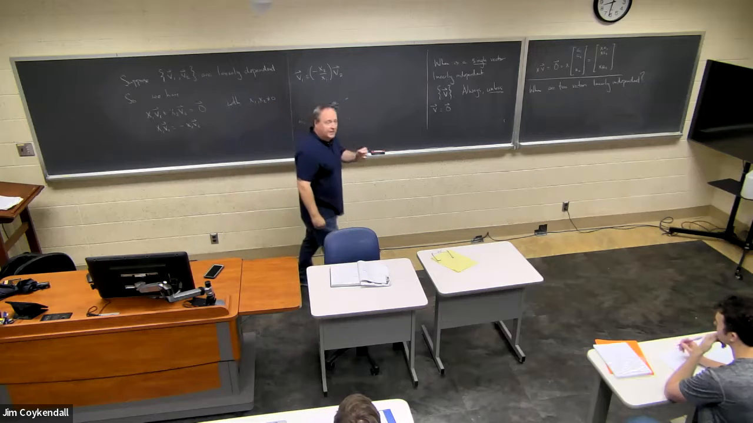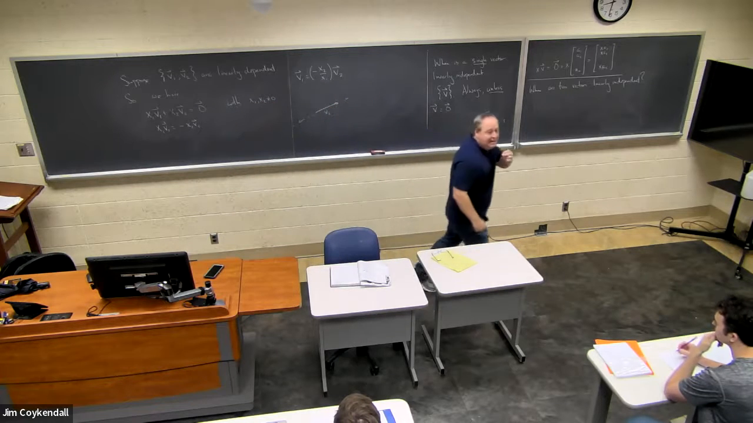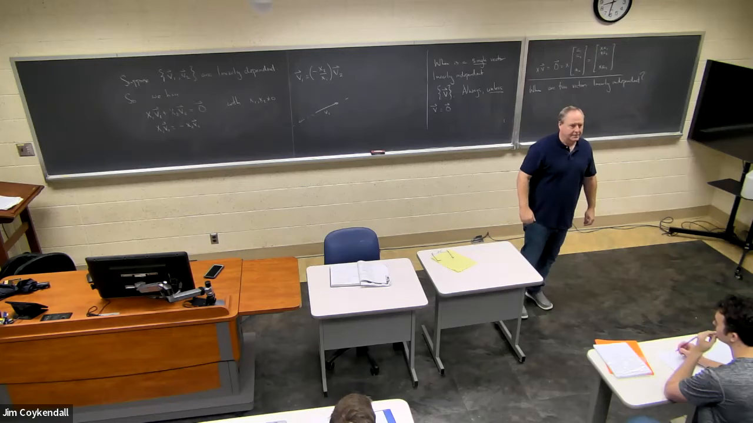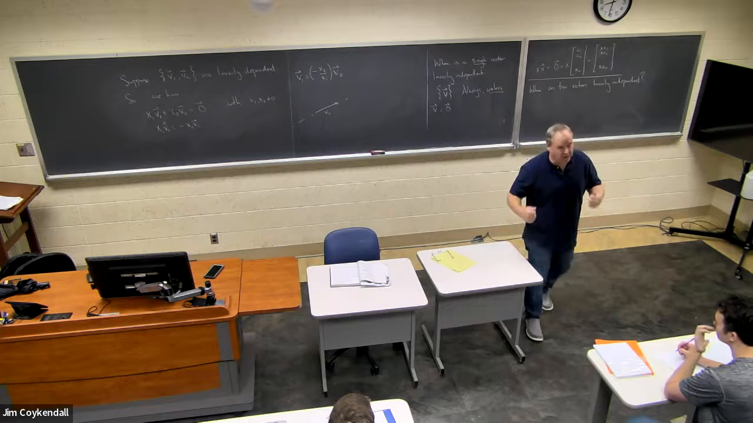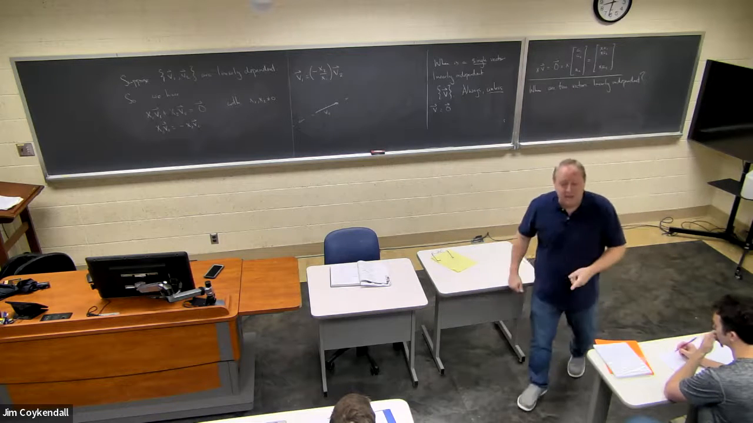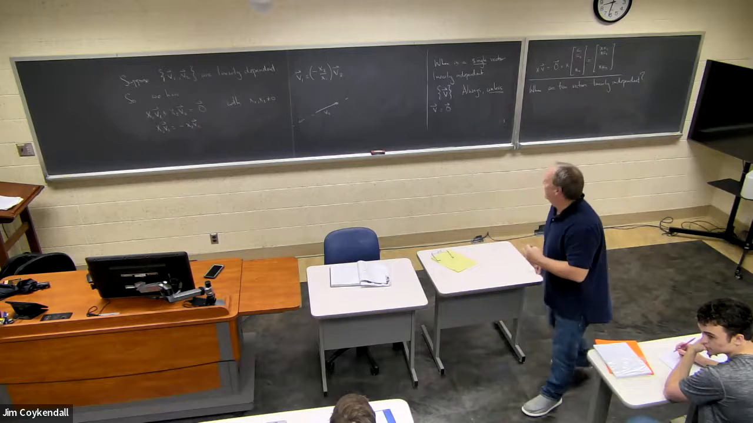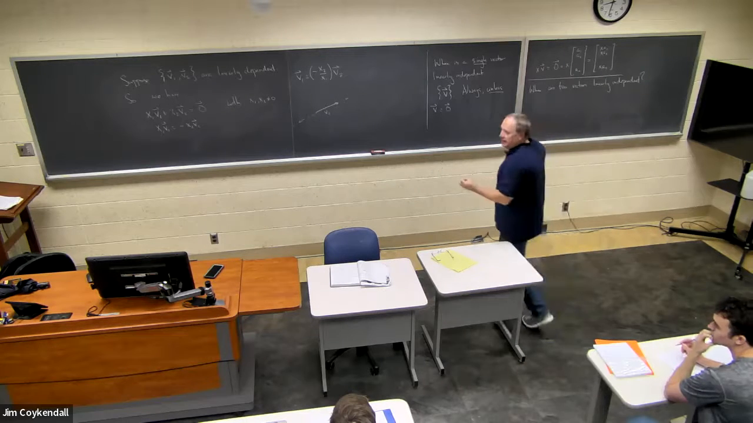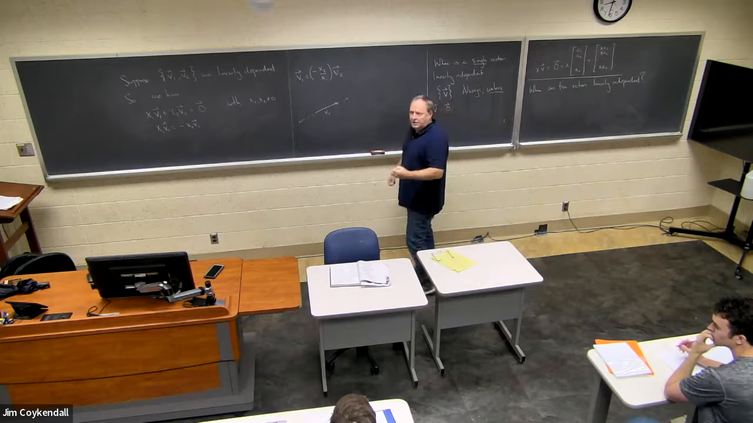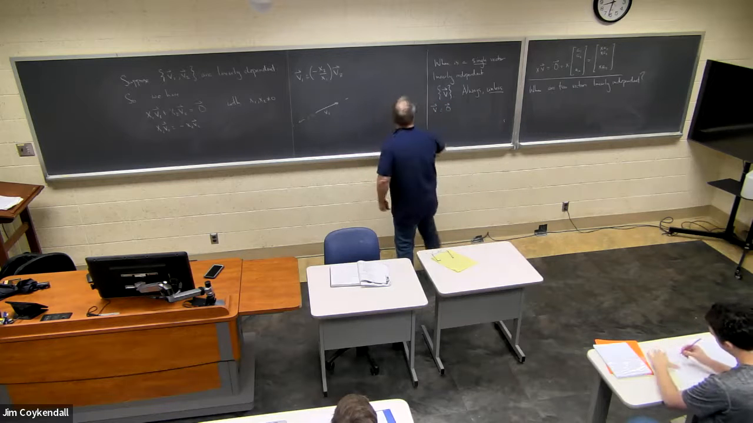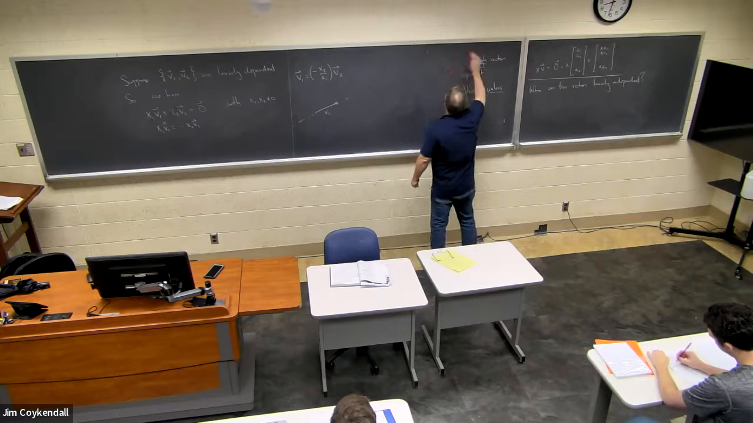Right? So what does it mean for the vectors to be linearly independent? It means they're not on the same line. Yes, did you have a question? That's what I asked. Right. So if they're linearly dependent, they're on the same line. If they're linearly independent, they're not on the same line.